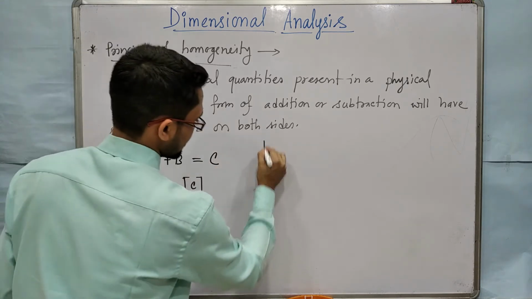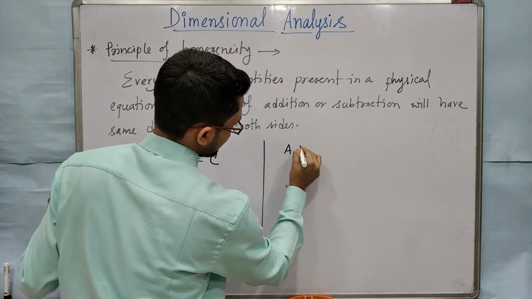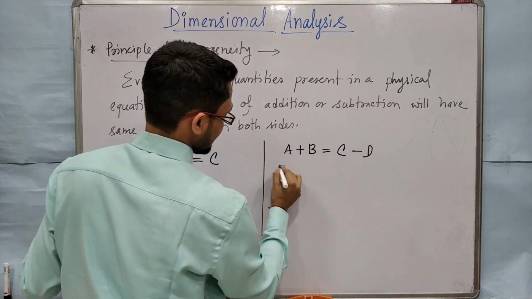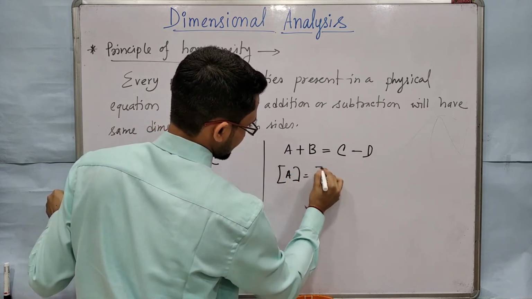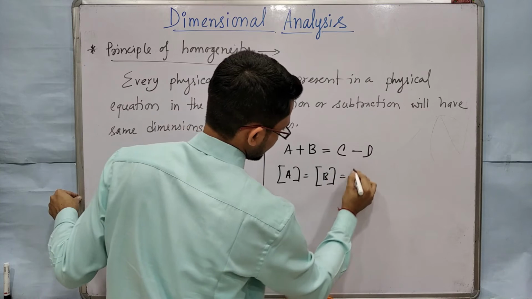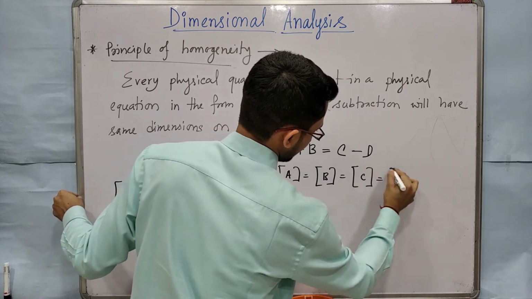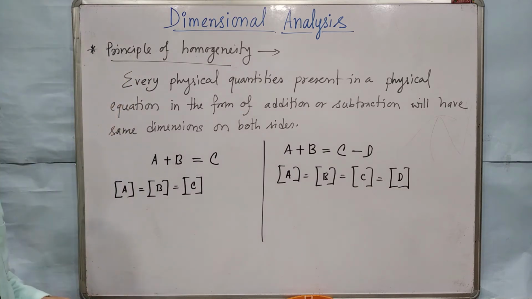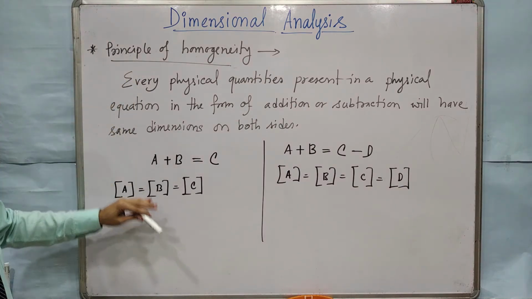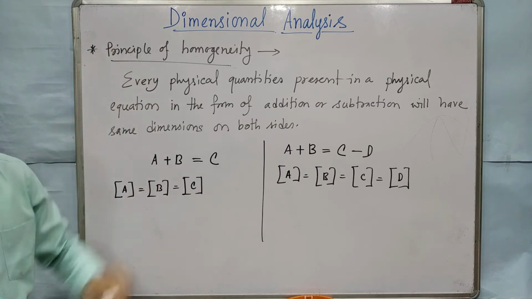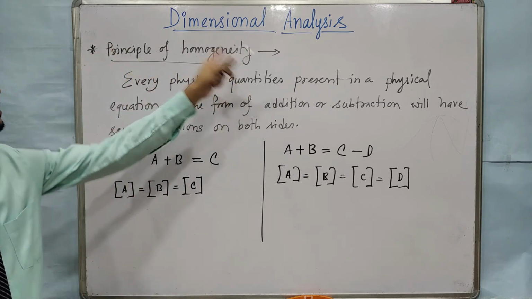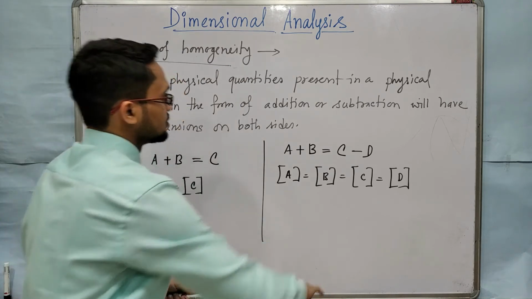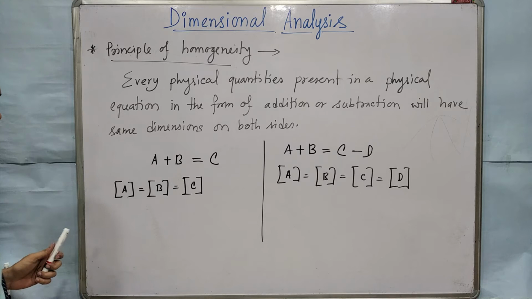It may be in the form of addition or it may be in the form of subtraction. If it is a plus b equal to c minus d, then the dimensions of a, b, c and d will be the same. Understand? This is what the principle of homogeneity tells, and by using it we will do a few new things. One by one we will see.